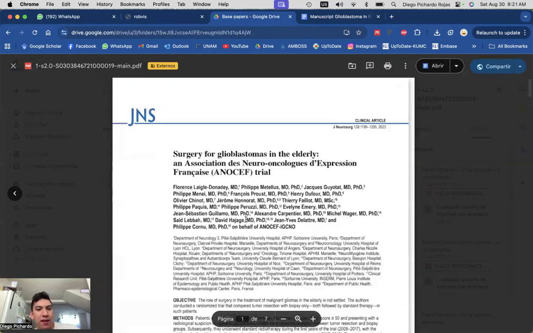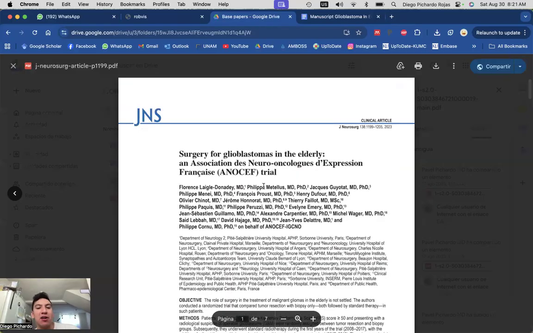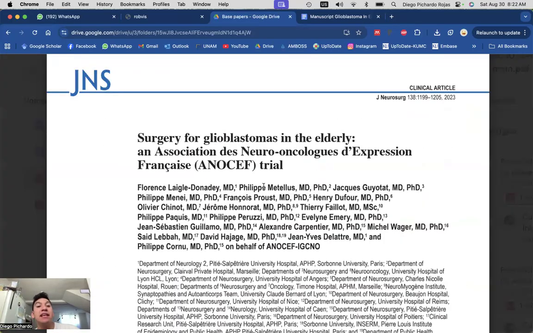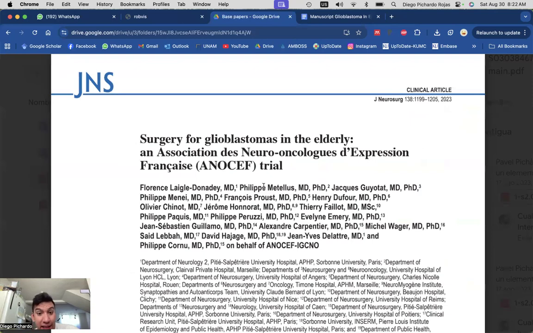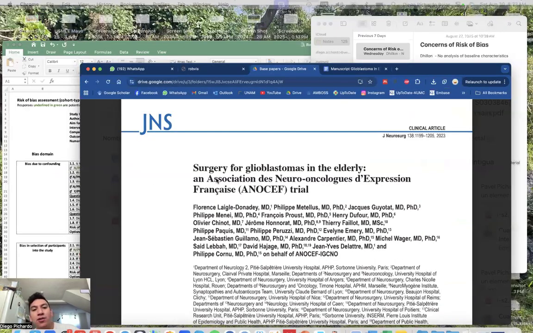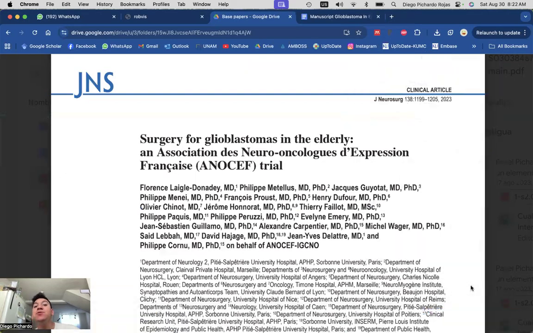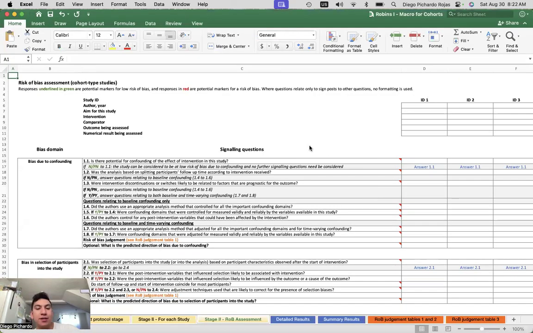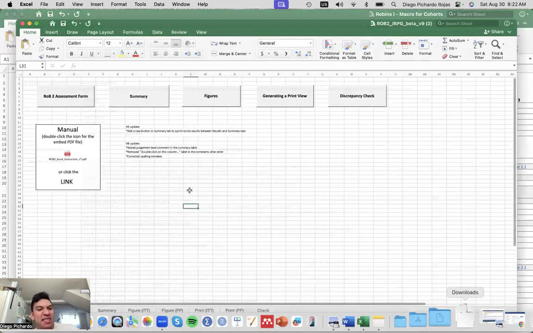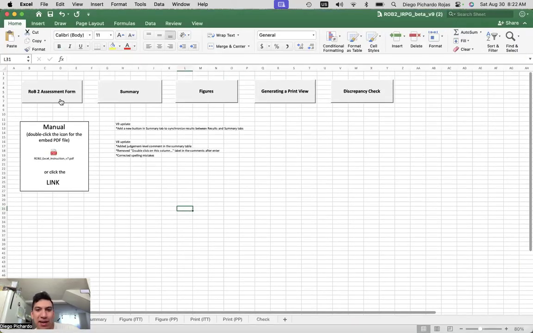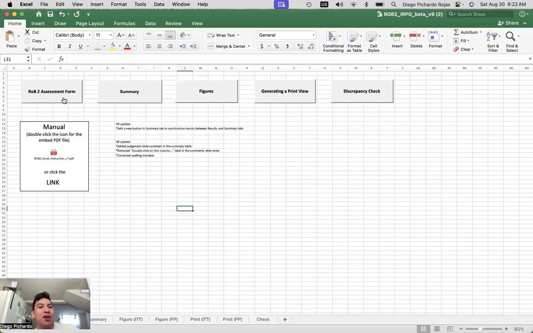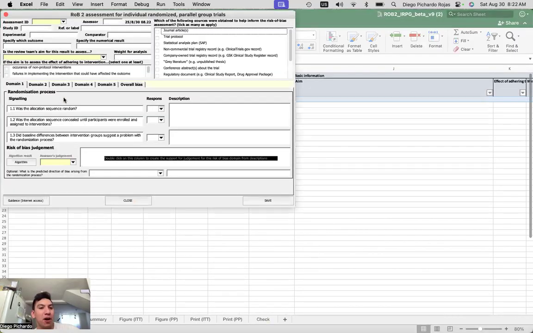Let's do the ANASEF trial, all right? So the ANASEF trial is a clinical trial. For clinical trials, we're going to be using the ROB2 tool. So let's begin. You'll see that when you first open the file, it looks really nice. We're going to click on ROB2 assessment form, and it's going to open up this document.